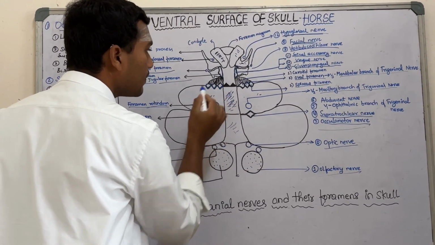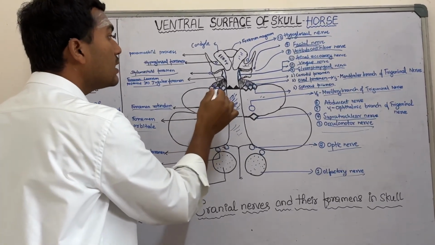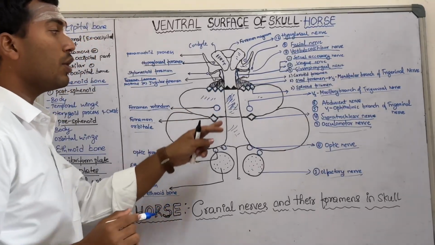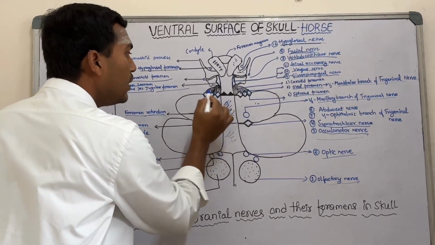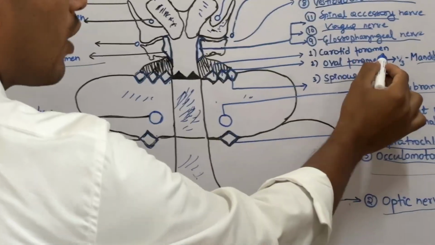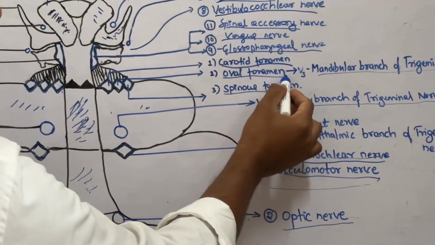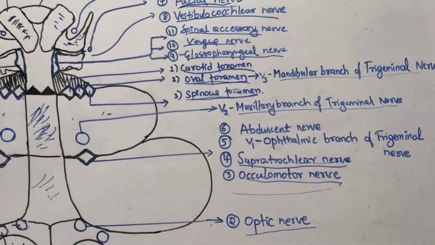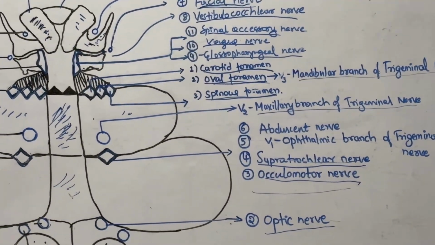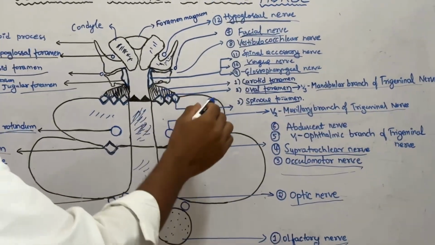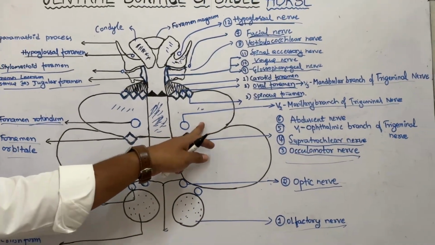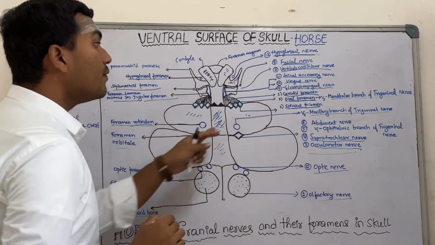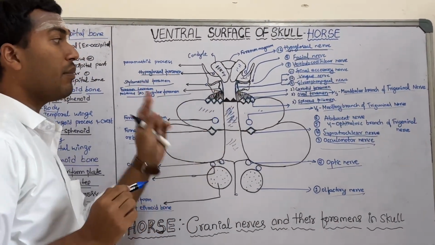These are the notches. These notches are covered by dense fibrous connective tissue, leading to the formation of three foramina, from medial to lateral: the carotid foramen, the foramen ovale or oval foramen, and the spinous foramen. In cattle, the foramen ovale is present at the middle of the temporal wing of the post-sphenoid bone, but here it is present in the middle of these three foramina. This is the major difference.